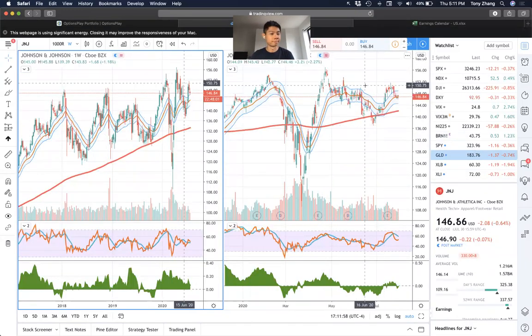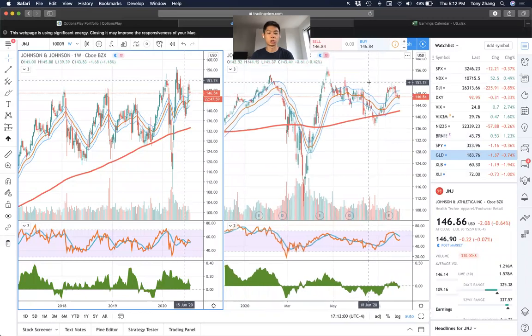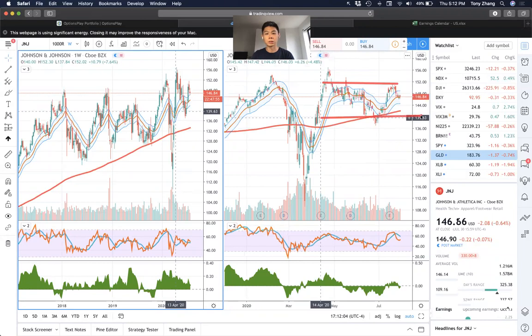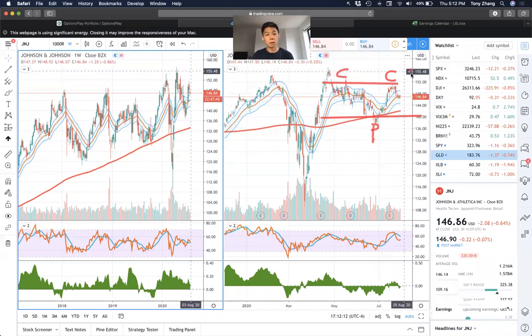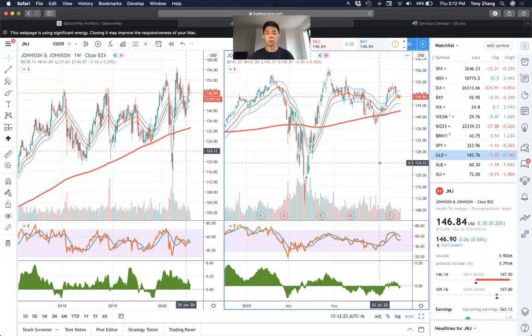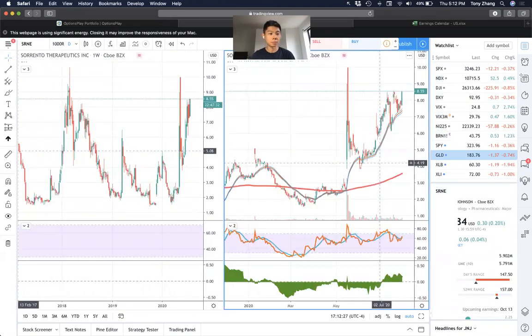Johnson & Johnson, a very uninspiring chart. This is a very sideways chart. My preference for stocks like this is when it gets near the top, sell a call credit spread. When it gets to the bottom, sell a put credit spread. That's how you play it until you get a breakout. I don't particularly see a strong view here for Johnson & Johnson to break out one way or another. Earnings just put it back into that trading range. It's now back in that range. Not a particularly strong chart.